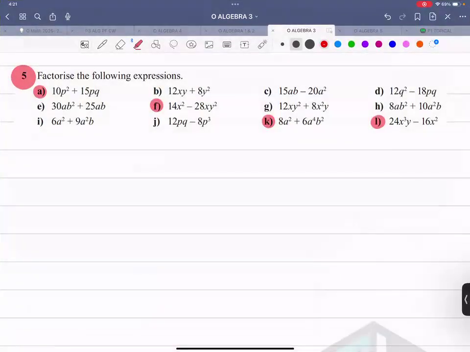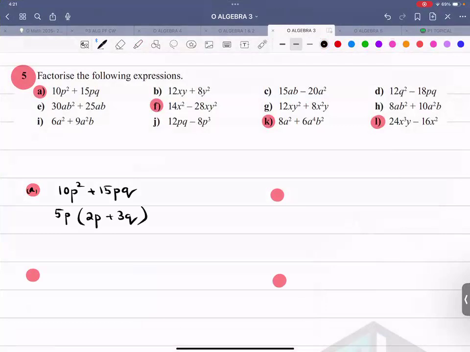So now let's try out these 4 parts. This is part A, part F, K, and L. So this is A. That is 10p square plus 15pq. 5 can be taken common, p can be taken common. This is 2p plus 3q. Part F. That is 14x square minus 28xy square. 14 can be taken common, x can be taken common. So this is x minus 2y square.